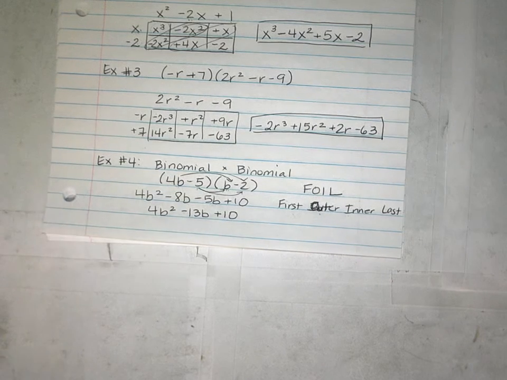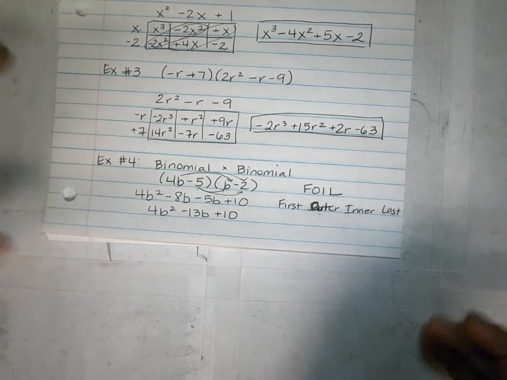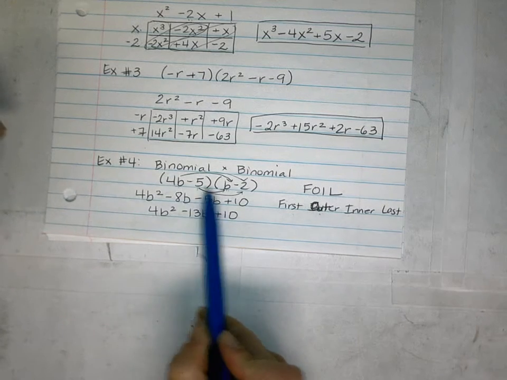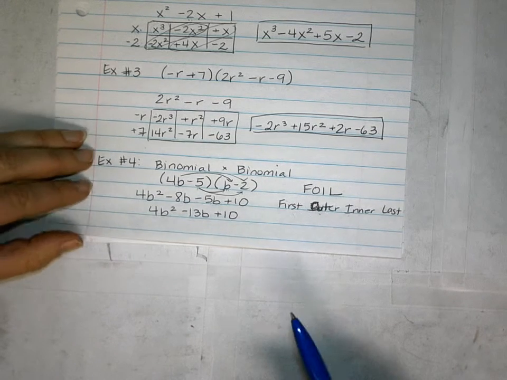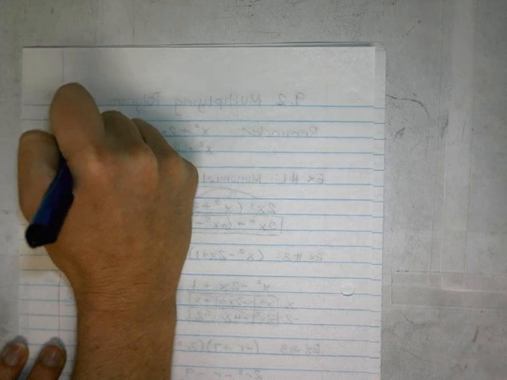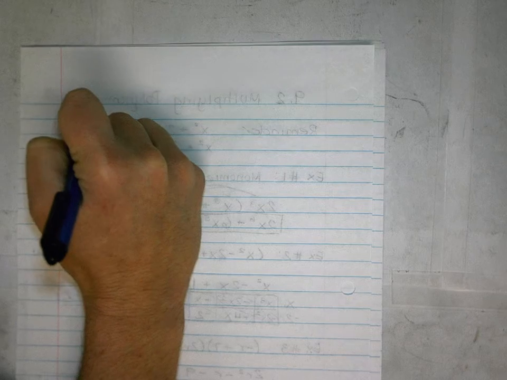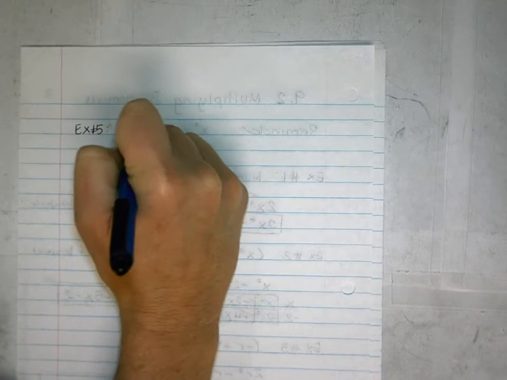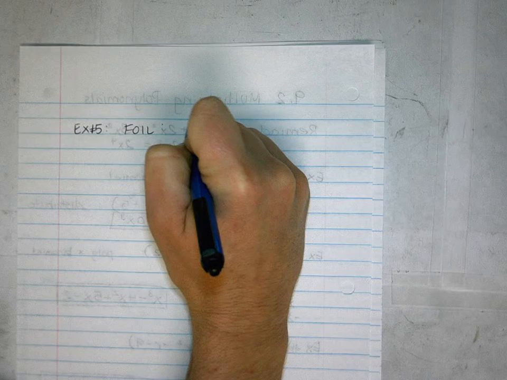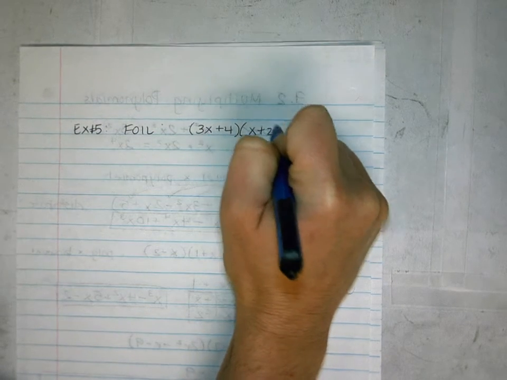FOIL is kind of important when it comes to the following lessons. So while the box method I think is wonderful and it works all the time, foiling and understanding how these numbers come from is pretty critical for future assignments. So what I'd like you to do is using the FOIL method, this would be example number 5. I would like you to use the FOIL method to multiply 3x plus 4 times x plus 2. Please pause it here.